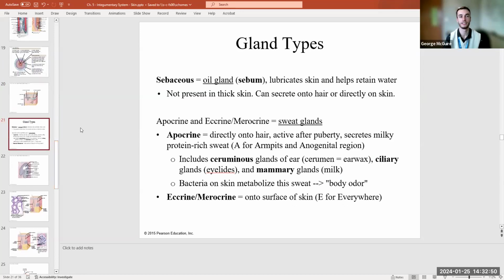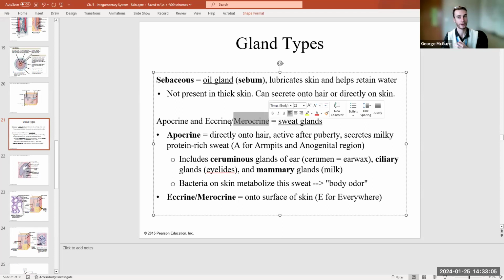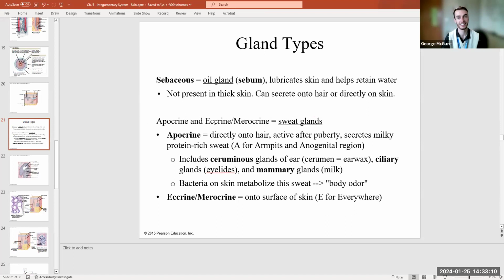And so our main categories of glands to be aware of in our skin are sebaceous glands, which secrete oil or sebum, and apocrine and eccrine glands. Eccrine may also be referred to as merocrine. They're referring to the same thing. But apocrine and eccrine glands are our sweat glands. So sebaceous glands secrete oil, which we call sebum, and apocrine and eccrine glands secrete sweat. The difference between these two is where they're located in the body or where they secrete to.